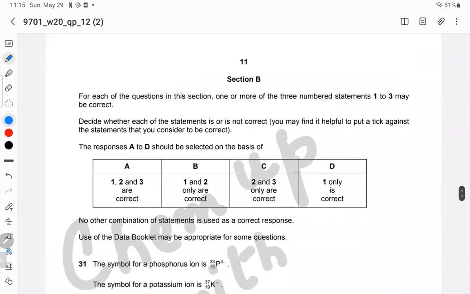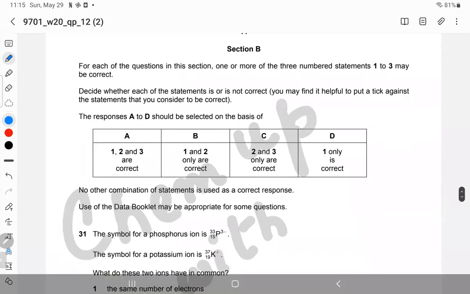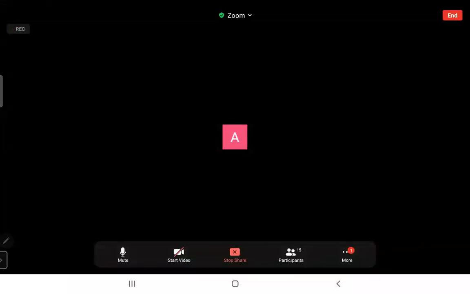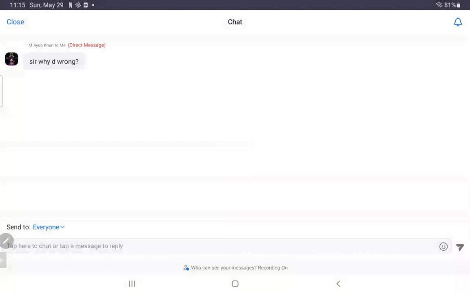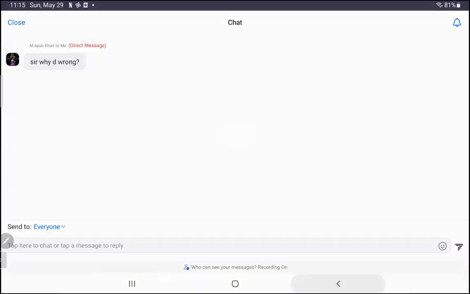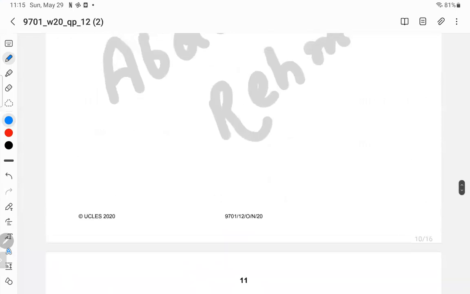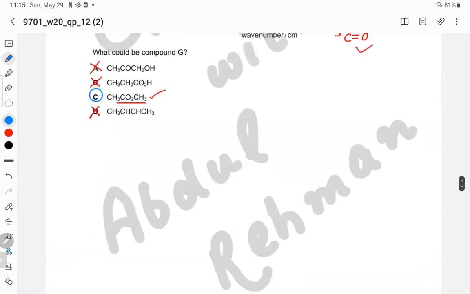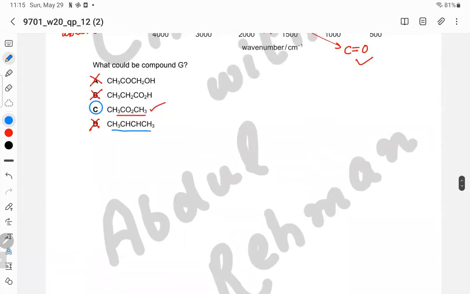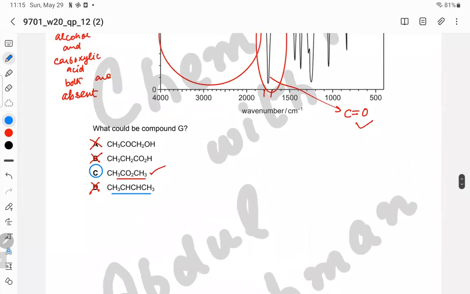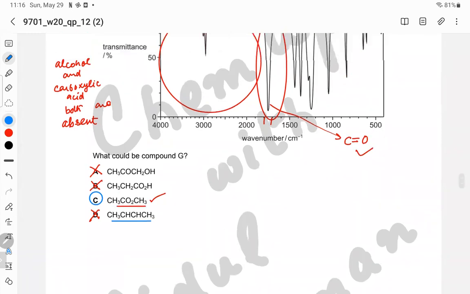Okay. Now we are moving towards section B. Okay, Ayub, if you have to text me or ask me anything, do it on the co-host chat. See, in this we have an alkane only. And if there is an alkane, there must be no peak of C double bond O. So that's why I marked D wrong. Is it clear to you, Ayub?